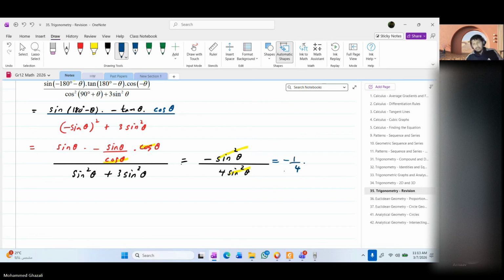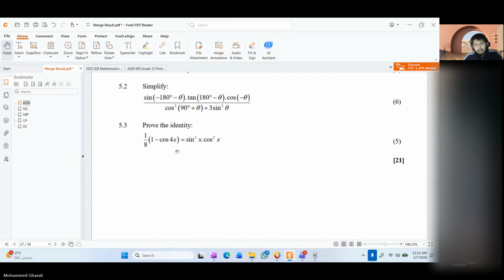Okay, guys. Right, so it wasn't so bad. Just reduction angle and simplifying. This is more like basic grade 11 knowledge. The last question. Prove the identity.